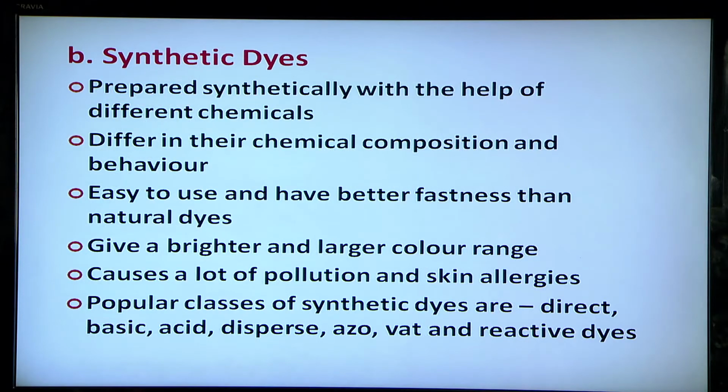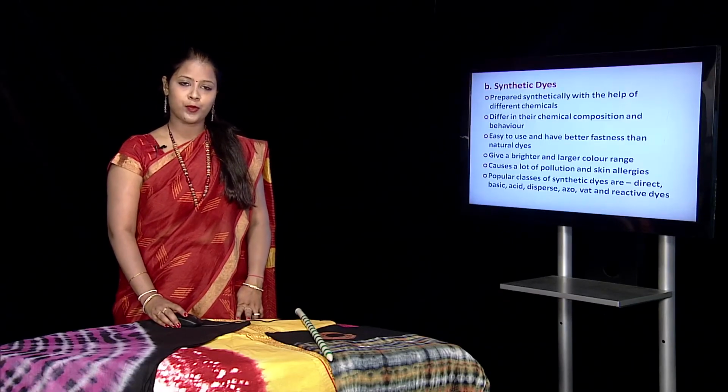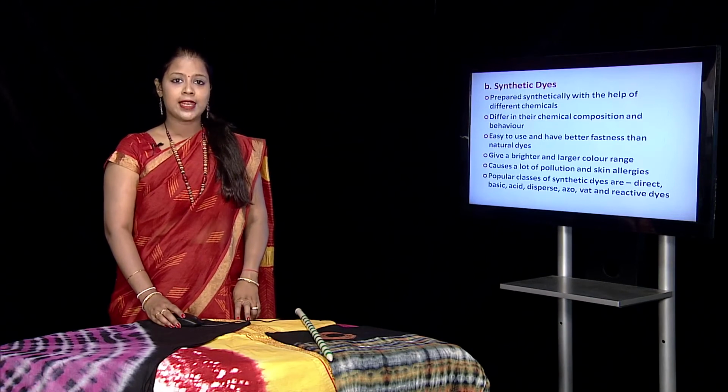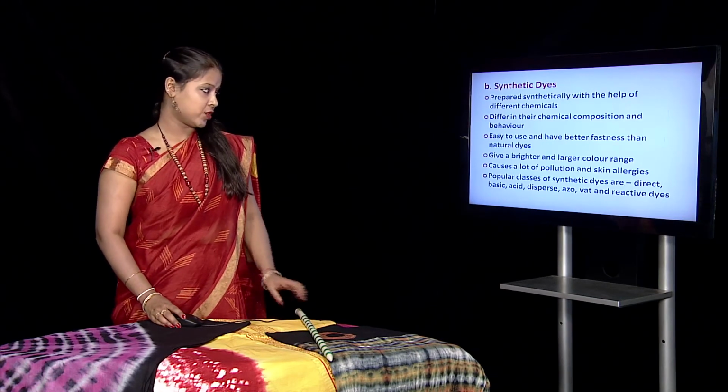The second category is that of the synthetic dyes. They are prepared synthetically with the help of chemicals. They differ in their chemical composition and behavior. They are easy to use, have better fastness than natural dyes. They give a brighter, larger color range. Although, unlike natural dyes, they cause a lot of pollution and result in allergies. There are different kinds of synthetic dyes which are being produced, like vat dyes, direct dyes, reactive, disperse, etc.